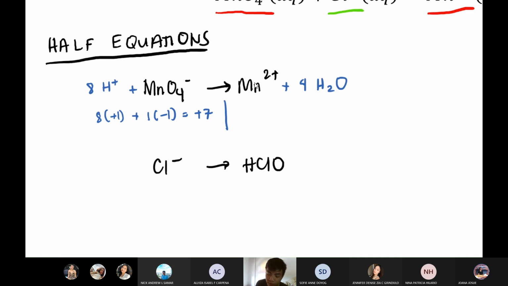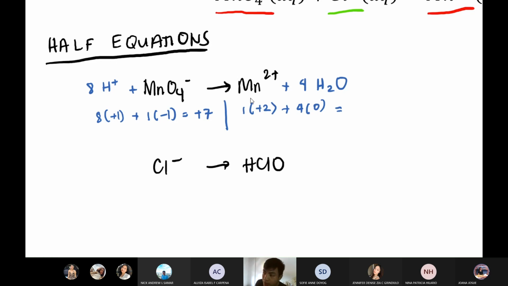How about the right side? Now, on the right side, you have 1 times positive 2. 4 times 0. Okay. So, 0 to. Wala yung charge eh. Pag wala nakalagay doon na charge, 0 ang sagot.